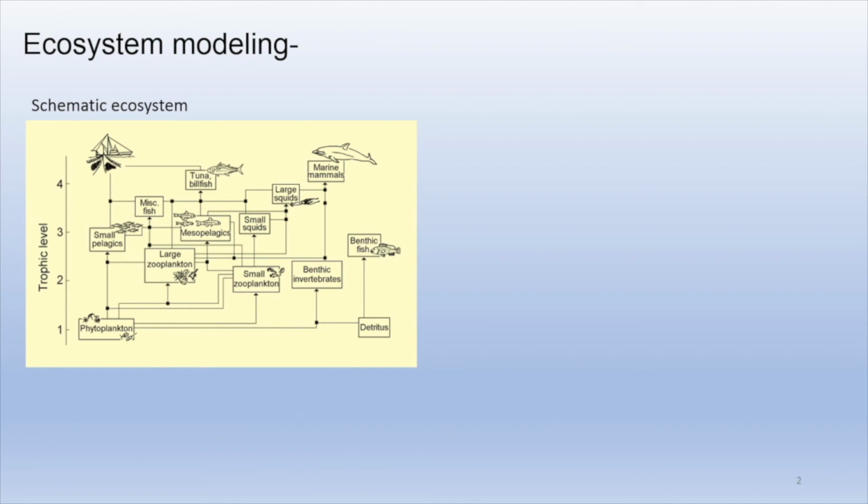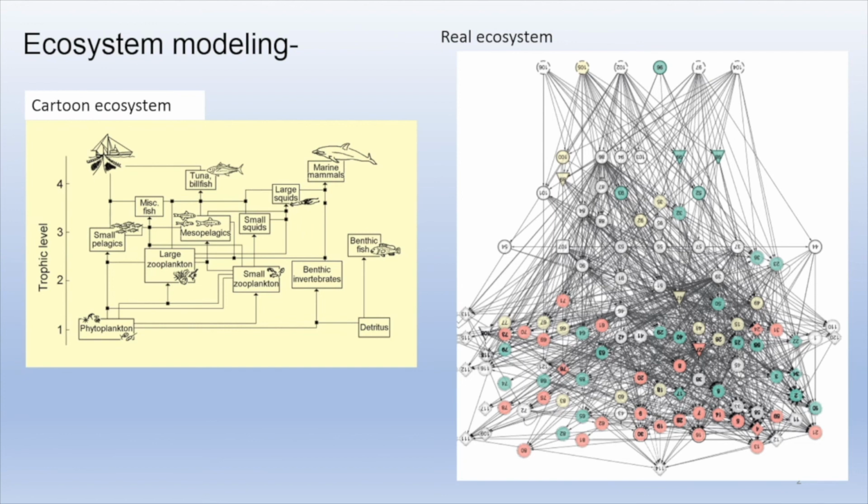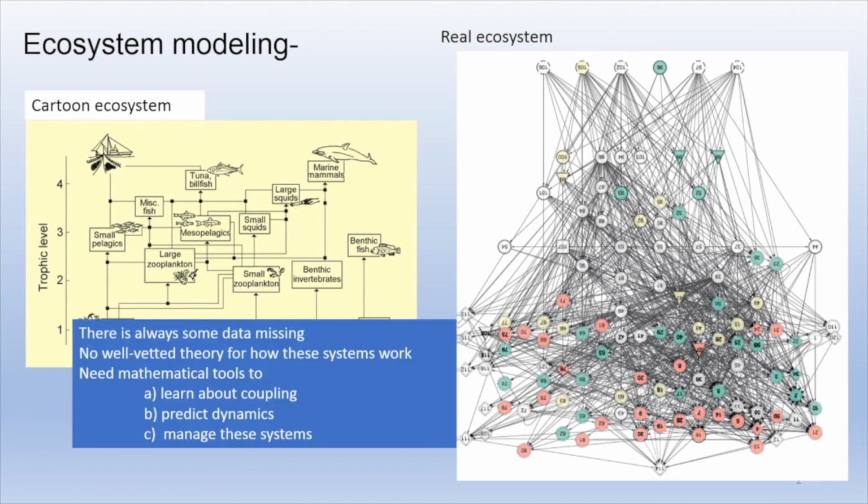And so there's a lot of interest in figuring out what's going on and developing mathematical models to manage marine ecosystems. So here's a schematic of a marine ecosystem in which a handful of boxes represent different species and the arrows between them represent the flow of energy or nutrients. But really this is a cartoon ecosystem. In real ecosystems, there are hundreds to thousands of species present, and we often have data on only a small fraction of them. And critically, this isn't physics. There is no well-vetted model of how ecosystems work that we can leverage to make predictions.